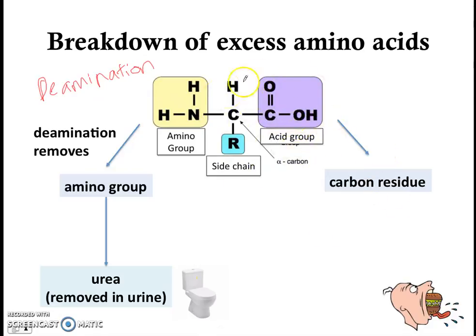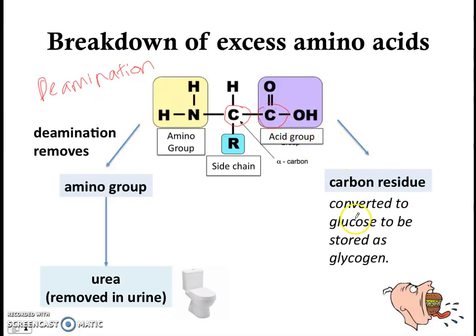There's also this so-called carbon residue. Look at all these carbons here. Okay, so the carbon residue can actually be converted back to glucose and stored as glycogen in the liver. Alright, so it's not wasted. But the most important part that you need to know is deamination. Okay, the amino group is removed and converted to urea.